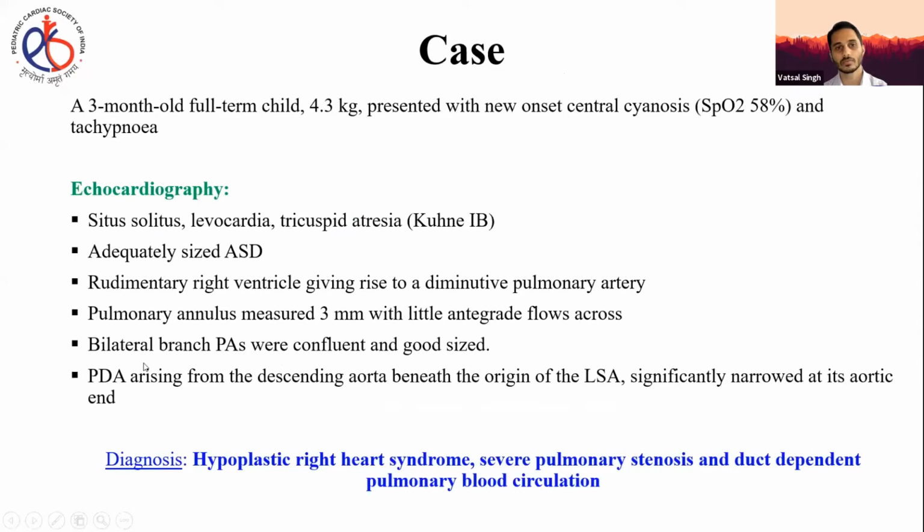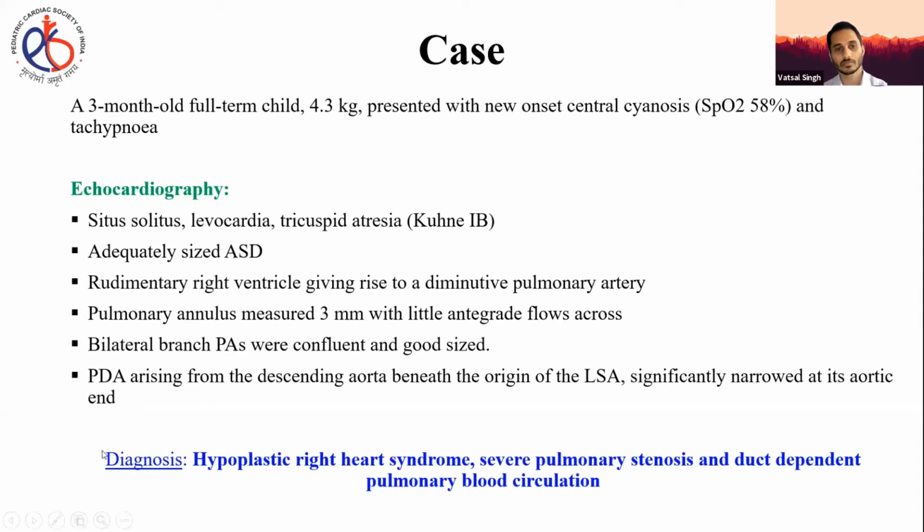Echocardiography showed situs solitus, levocardia and tricuspid atresia. There was an ASD of adequate size. The right ventricle was rudimentary, giving rise to a small pulmonary artery. The pulmonary annulus was only 3 millimeters with little anterograde flow. Bilateral branch PAs were confluent and of good size.